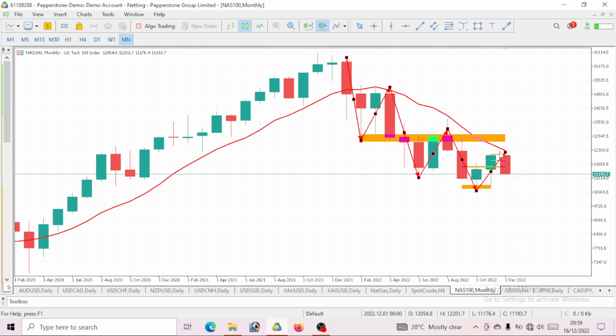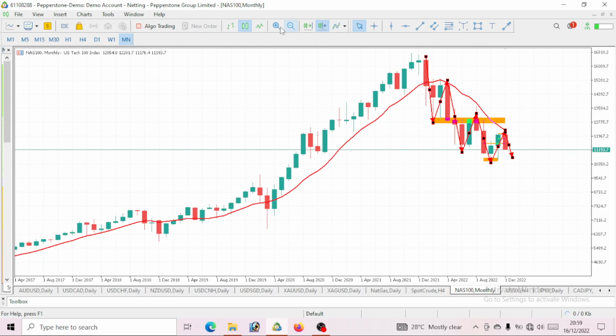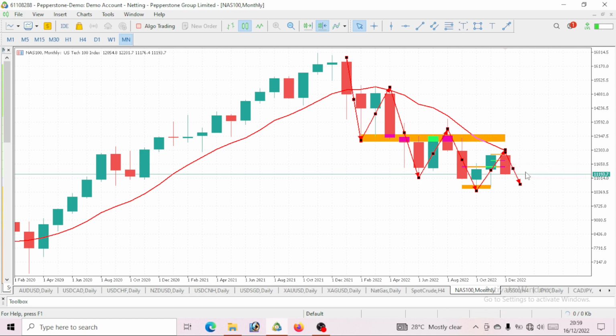What do you expect after a correction has been made? Definitely we expect a further bearish move. So this is one of the reasons why we are now having a bearish move. That is still to tell you that we will continue our bearish move on Nasdaq 100. So Nasdaq 100, we are on a bearish move and we will be expecting a bearish move. So this monthly time frame is bearish.